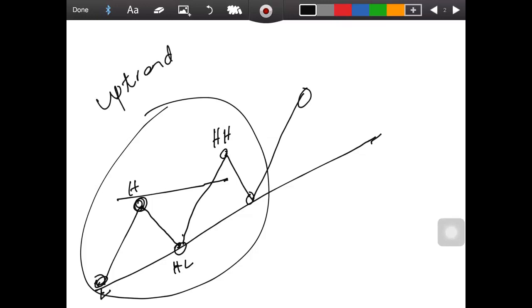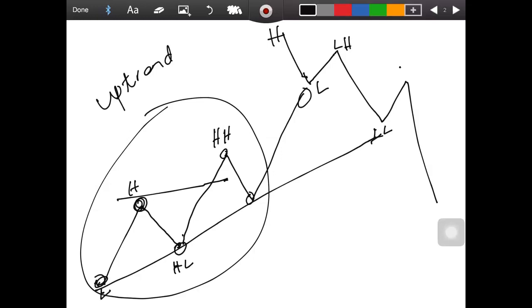Then a downtrend starts from the top, goes down, correction up, comes down like that. You understand? So we have a high, we have a low, we have a lower high, we have a lower low, we have a lower high, we have a lower low. And this is what a downtrend is.